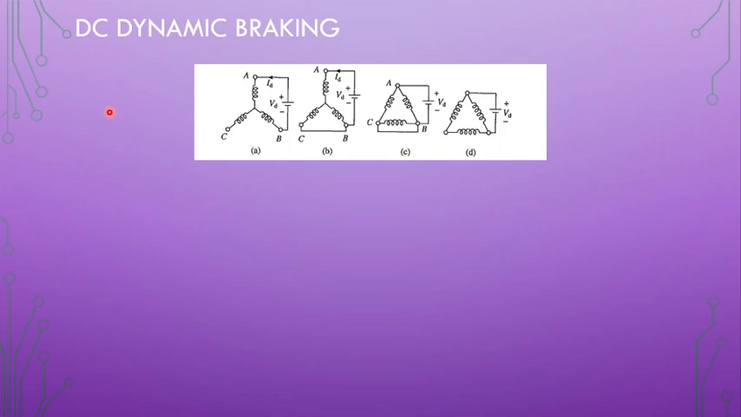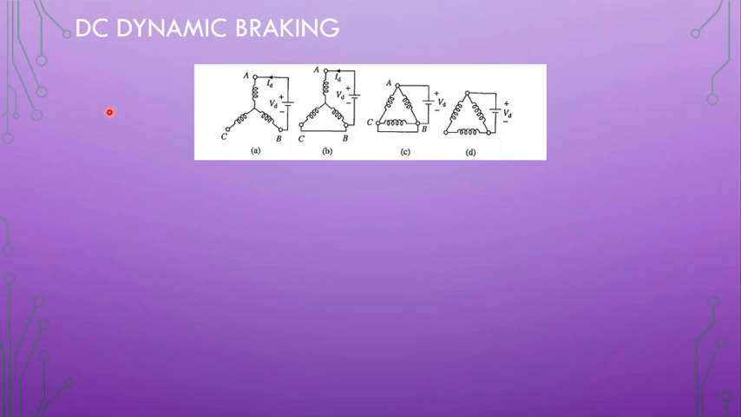Either we can get this DC supply with the help of a bridge rectifier connected to the readily available AC supply. Now when we give a DC source, the magnetic field is constant. There is no rotating magnetic field.